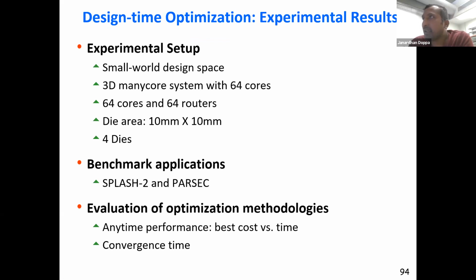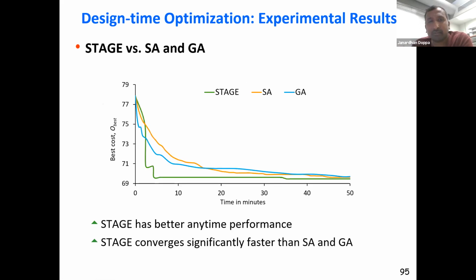So let's look at some experimental results. We are talking about a small world design space, a 3D mini-core system with 64 cores, with 4 dice, and we are using Splash 2 and Parsec benchmarks. The way we will evaluate the optimization methodologies is as a function of the amount of time that you are searching, what is the cost of the best design that we have explored so far? And the second evaluation metric is how fast these algorithms converge to near optimal solutions.